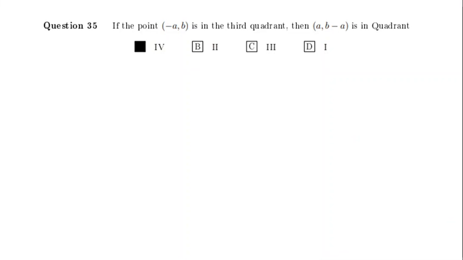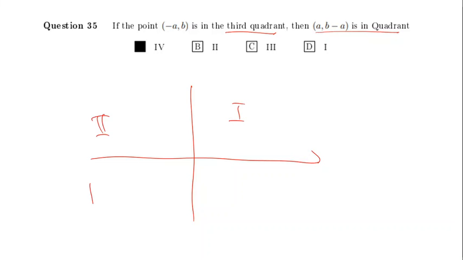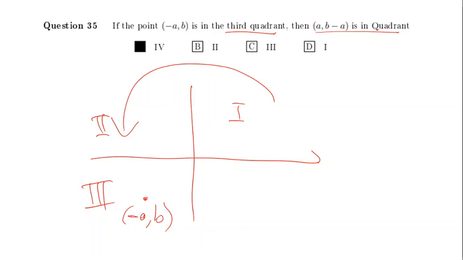Now, if the point minus A, B is in the third quadrant, then what is the point A comma B minus A? Which quadrant is it in? So minus A, B in the third quadrant means it's here. 1, 2, 3. You always go this way, counterclockwise. So minus A, B is in here. The X component is minus A, and B is the Y component.